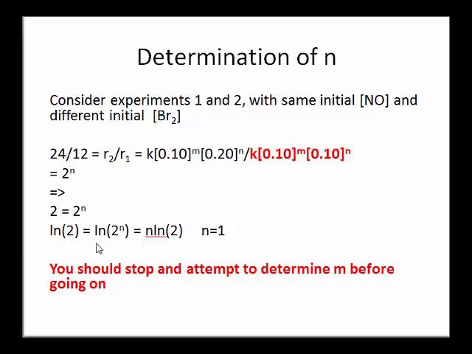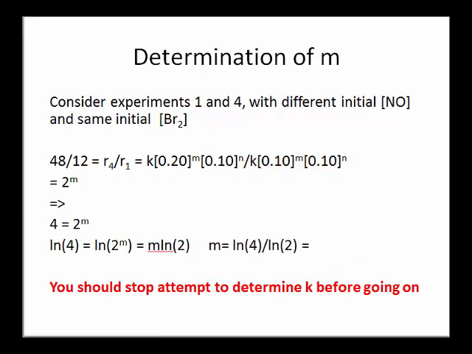Right. Now that we have seen and discussed the determination of n, you should stop, look at the data again, and attempt to determine m before going on. The determination of m is very similar to the determination of n. Here we pick experiments 1 and 4 to look at with different initial NO concentrations and the same initial bromine concentration. 48 over 12 must be equal to the rate of 4 over the rate of 1.